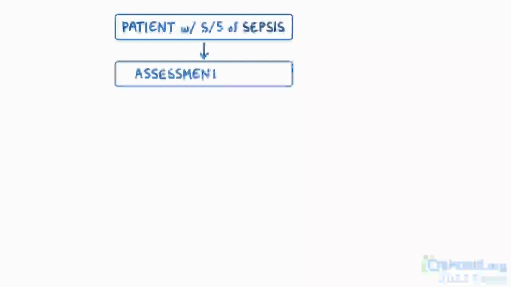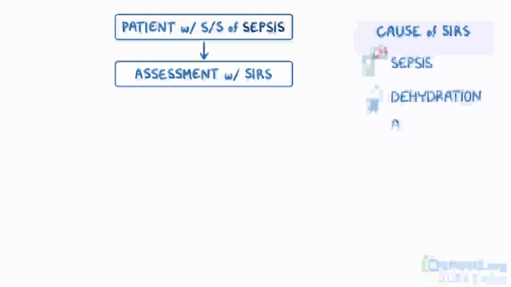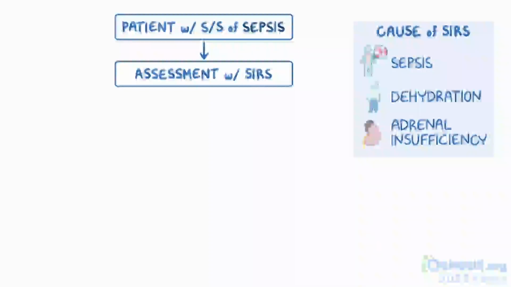When you encounter a patient presenting with signs and symptoms of sepsis, first perform an assessment with a validated metric, such as the Systemic Inflammatory Response Syndrome, or SIRS criteria. There are numerous causes of SIRS like sepsis, dehydration, and adrenal insufficiency, so sepsis will cause SIRS, but SIRS is not always due to sepsis.